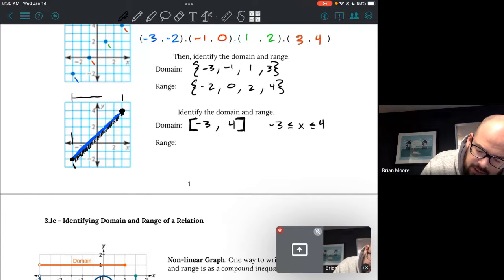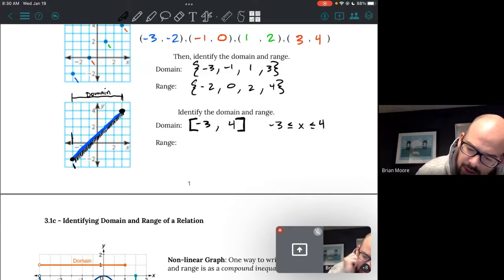Right? Here is our domain. That's any possible value of x. Oh my gosh, except, somebody correct me, please. It doesn't go up to 4. It only goes to 3.